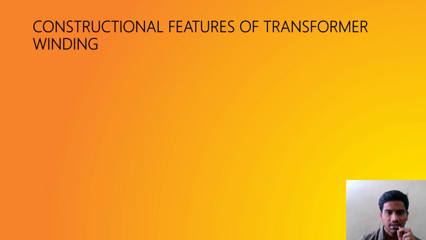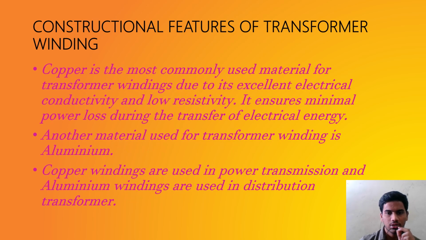Coming to the constructional features of transformer winding. Copper is the most commonly used material for transformer windings due to its excellent electrical conductivity and low resistivity. It ensures minimal power loss during the transfer of electrical energy. Another material used for transformer winding is aluminum. Copper windings are used in power transmission transformers and aluminum windings are used in distribution transformers.